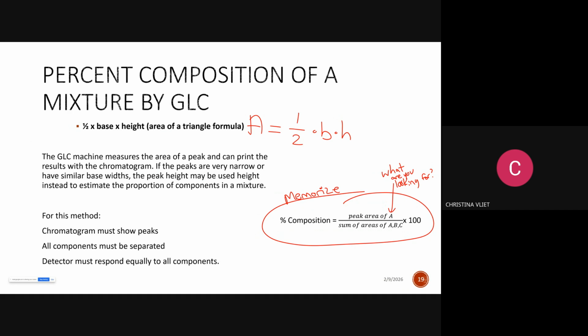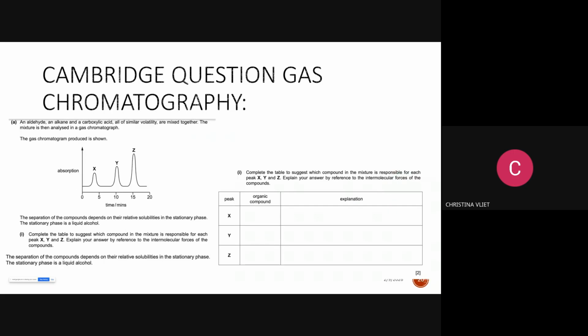But it's just part over whole. The part is the one I'm looking for. The whole is everything combined together. In order for you to be able to do this, your chromatogram must actually show the peaks. You've got to be able to measure them. All components must be separated into the different components. And the detector must respond equally, meaning that it doesn't have a mishap.